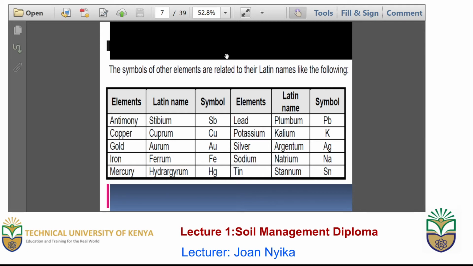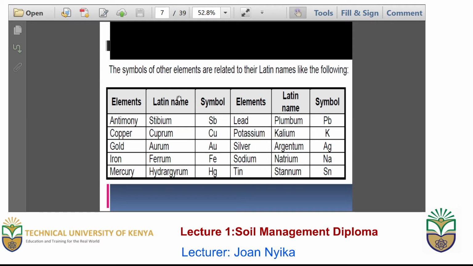When you look at this table, I have got some of the elements, their Latin name and their symbol. When you look at the case of antimony, the Latin name is stibium, and so is the symbol that starts with the capital S. The element copper, the Latin name is cuprum, and the symbol is Cu. The gold, the Latin name is aurum, and so is the symbol as Au. Iron, the Latin name is ferrum, and the symbol is Fe.